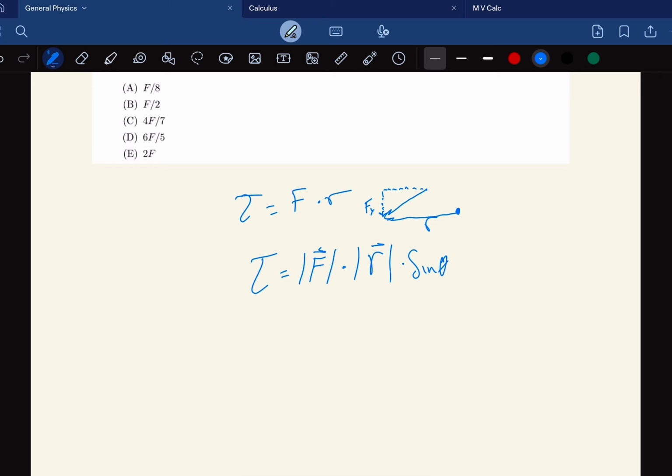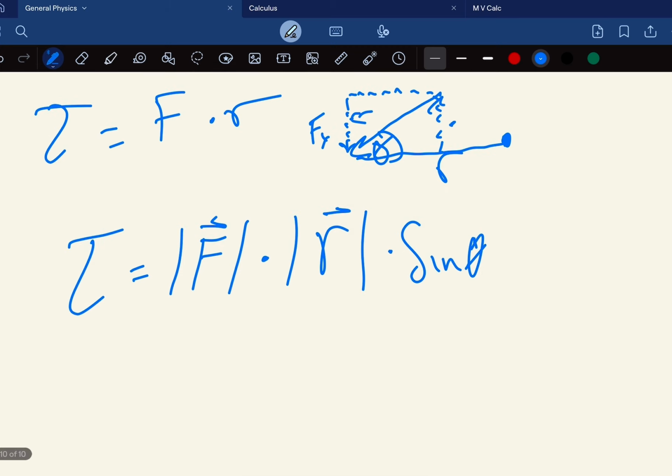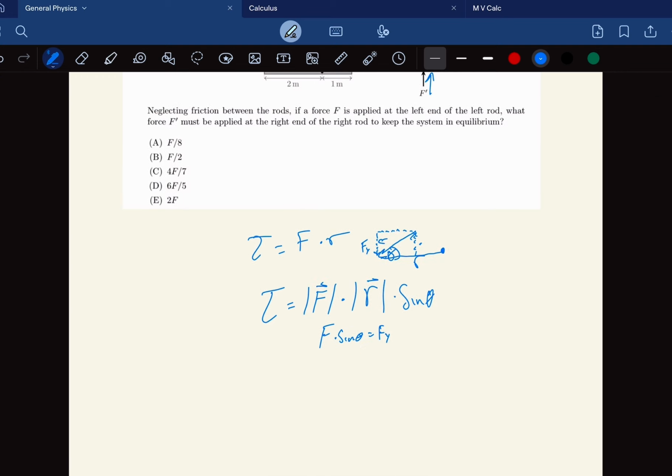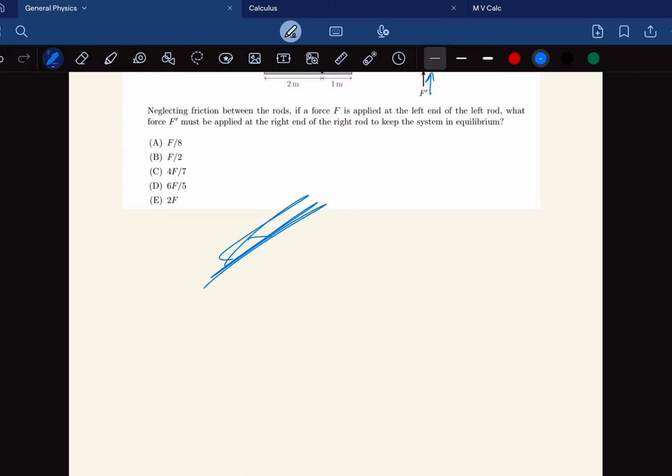Now, this angle right here leads to the vertical component, which is equal on both sides, so this is Fy, so F times sine theta equals Fy. Now that is not necessary for this problem. I was just showing you what a torque really is.